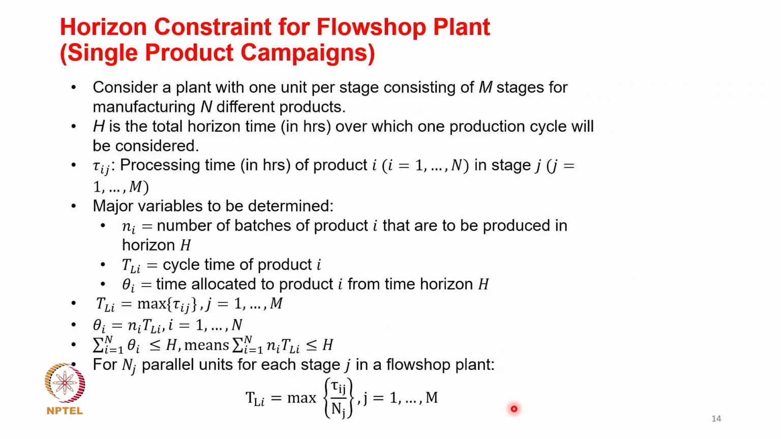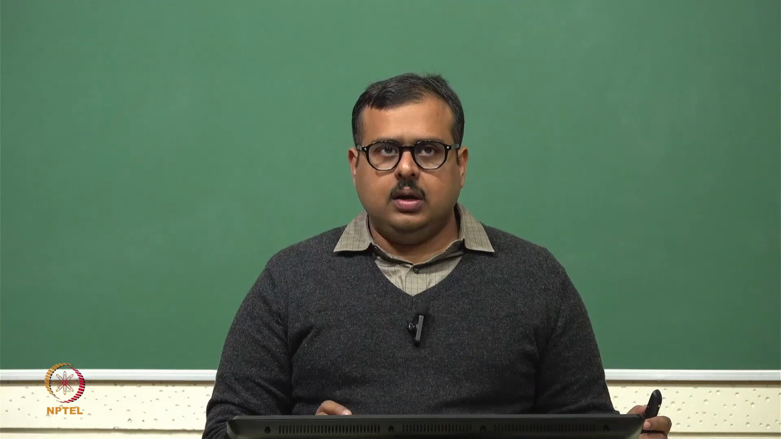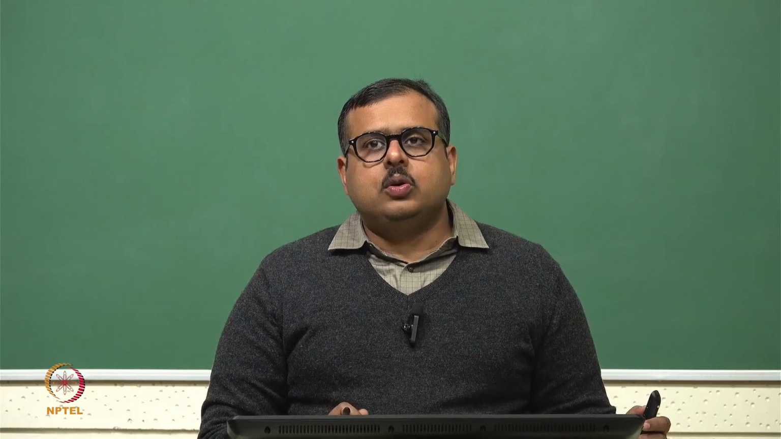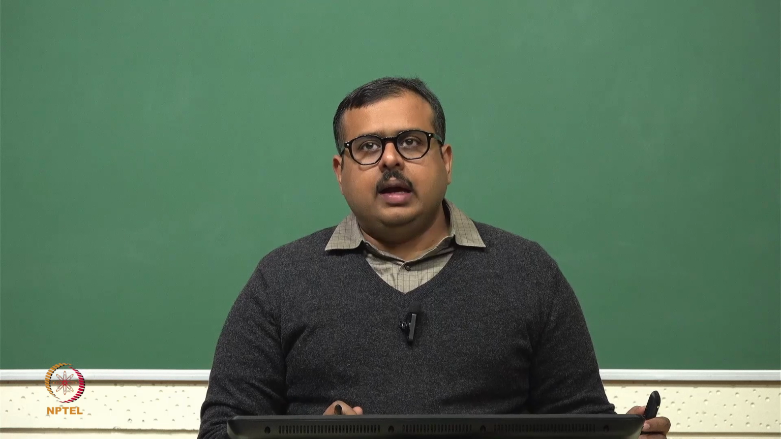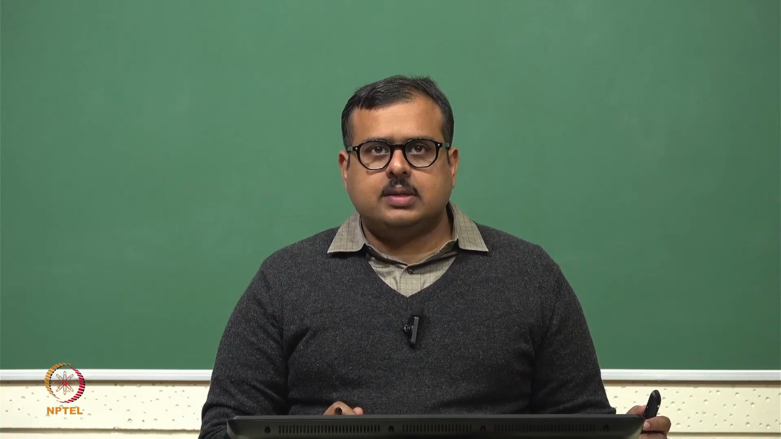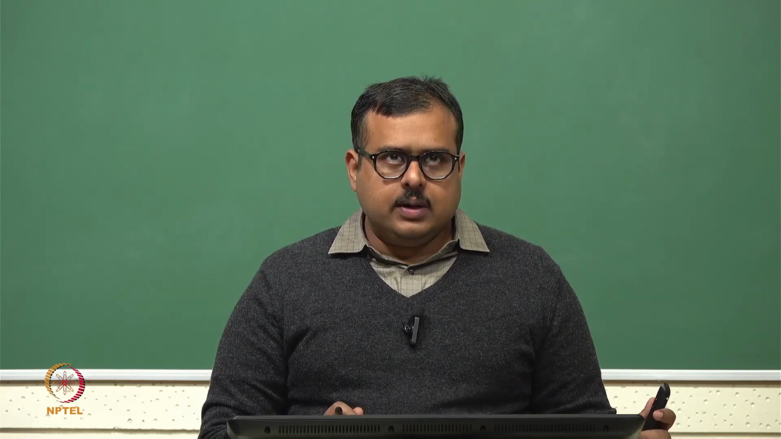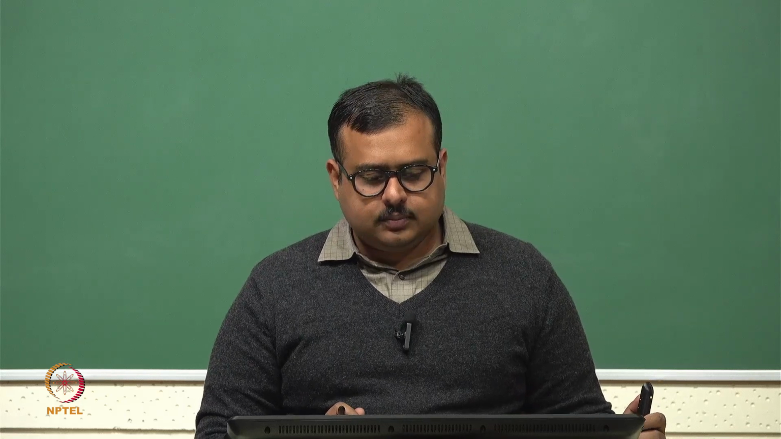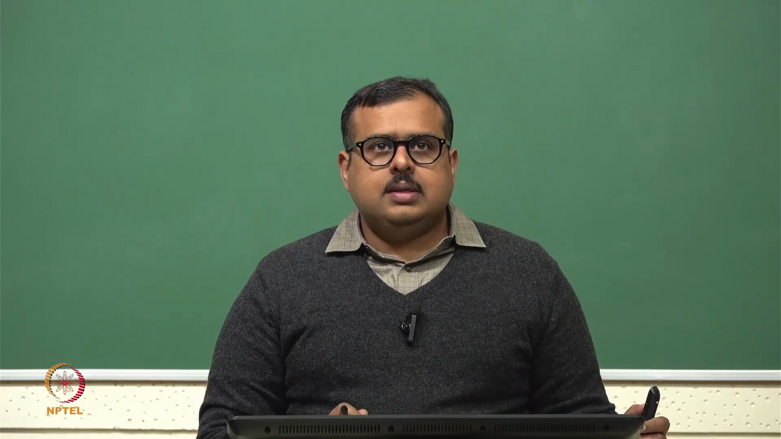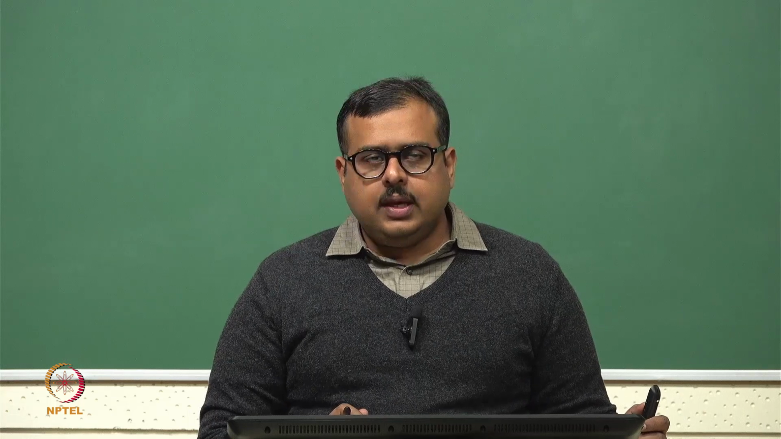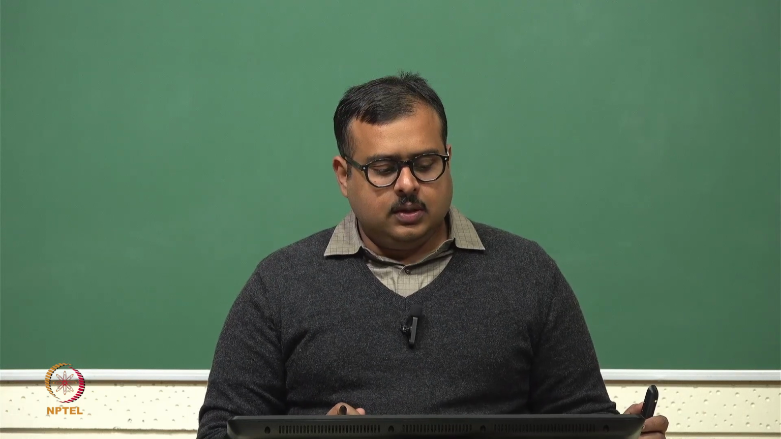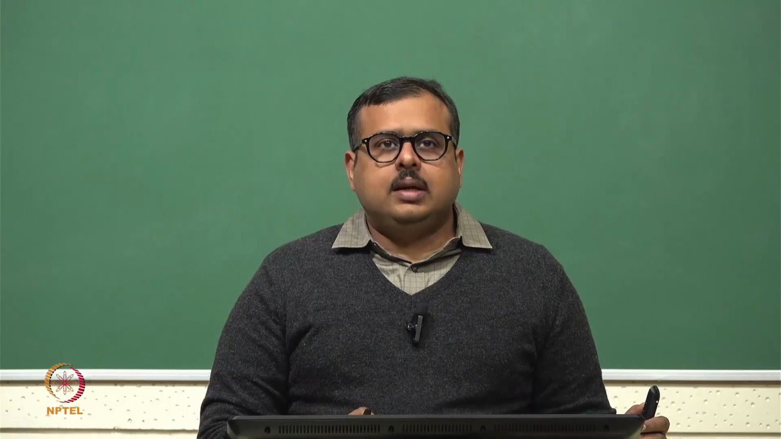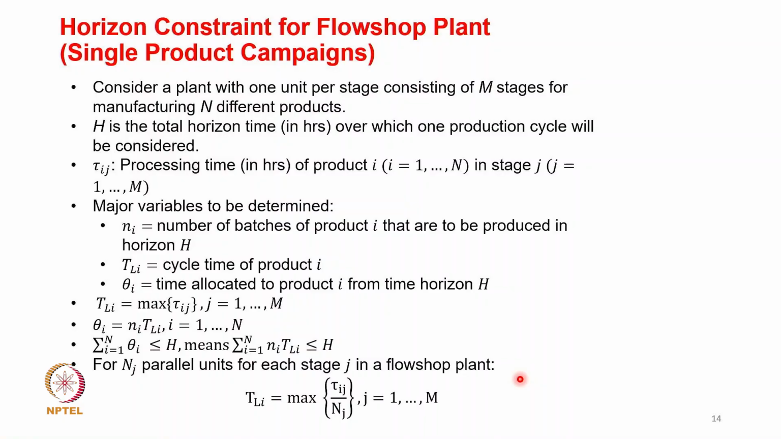So design and planning, typically you can't decouple. So you should plan, and for design you should also have an operational strategy, so that you don't over design and you don't under design. Now let us see, in every process the total horizon time will be a typical constraint. So total horizon time in a production cycle will be a typical constraint.